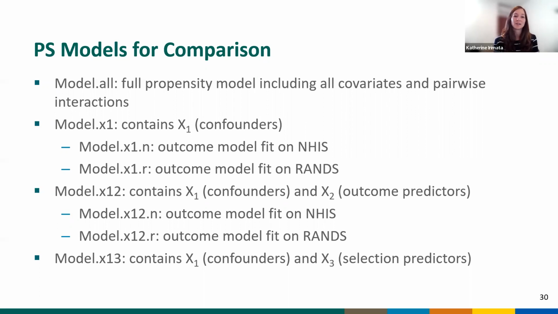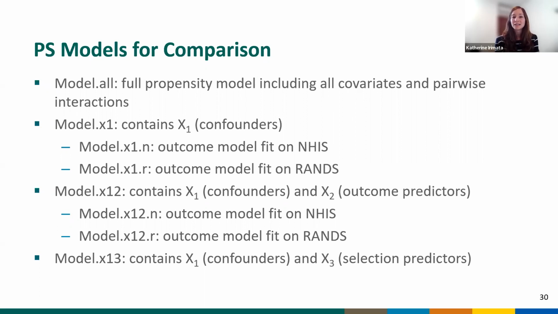The second one is our model.x1. This one's only going to contain confounders, which we saw earlier from our simulations. Because we have correlation between our outcome predictors and selection predictors, we might see some bias reduction with this method, but we wouldn't expect it to do the best bias reduction. And this one has a couple of different options. You can see there's a .n abbreviation, which means the outcome model is fit on the NHIS, and then .r, where the outcome model was fit on RANS. And so depending on what data set we used for fitting the outcome model to determine the covariate types, we can have some differences.